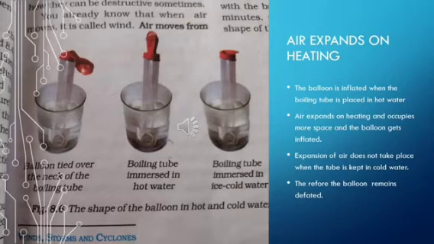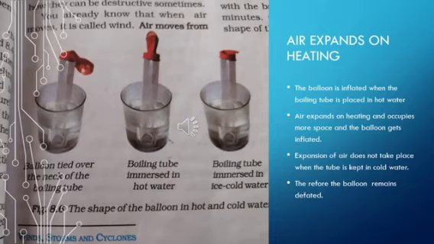Now children, I'll explain this concept of air expands on heating with a simple experiment. It's a very simple experiment with which you can understand how air expands on heating. For this, you take a boiling tube, okay, and to this tube you stretch a balloon tightly over its neck, and then you can use a tape. You can see that red color balloon, right? So around that you can just put a tape so that it remains tight.